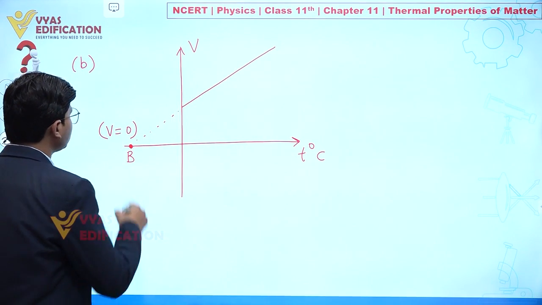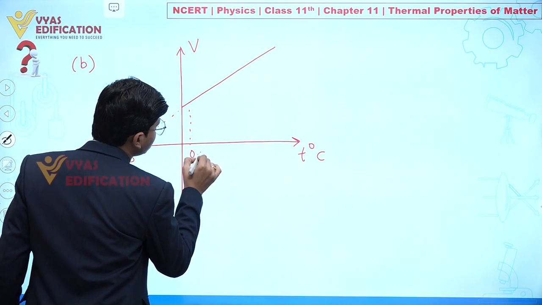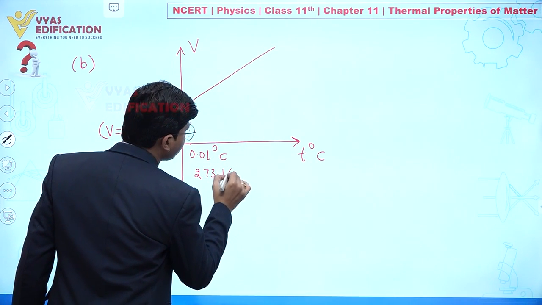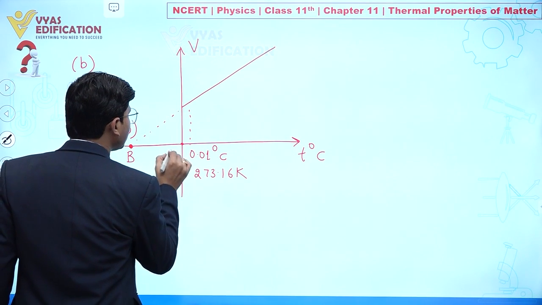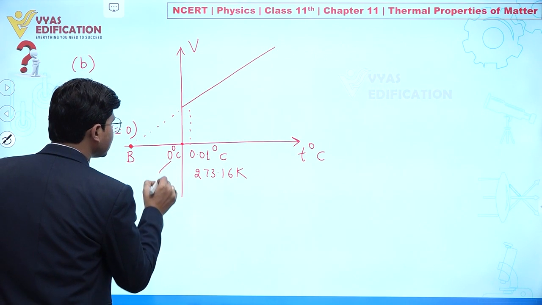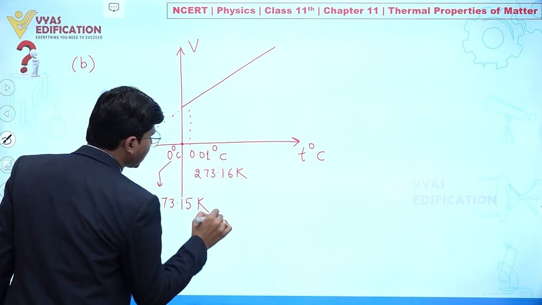So actually one reference we are providing is at 0.01 degree Celsius, the triple point of water, 273.16 Kelvin. On the absolute scale we take this zero point as our other reference, and the ice point of 0 degree Celsius corresponds to 273.15 Kelvin. Clear?